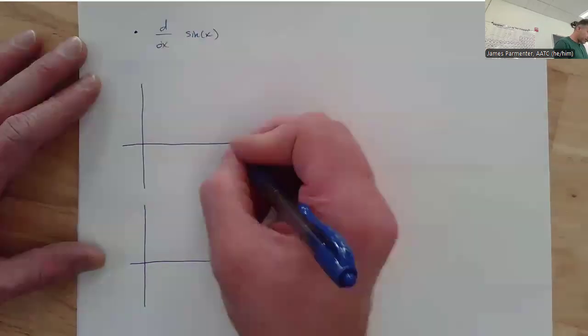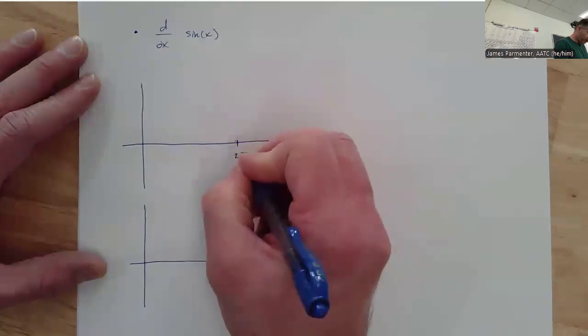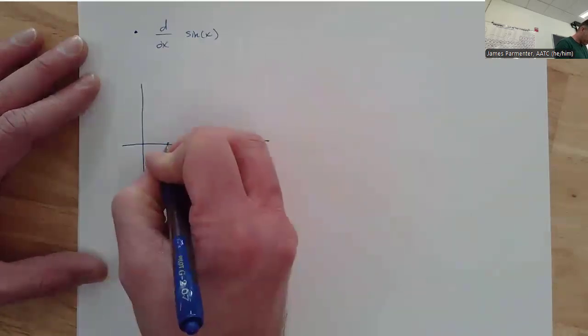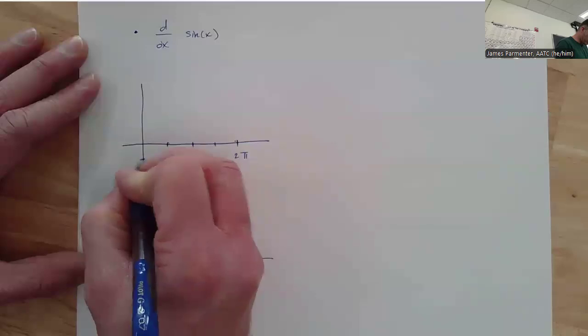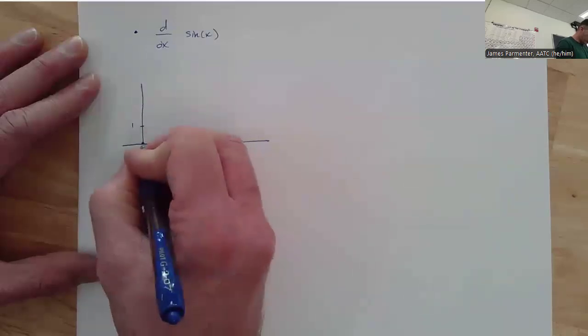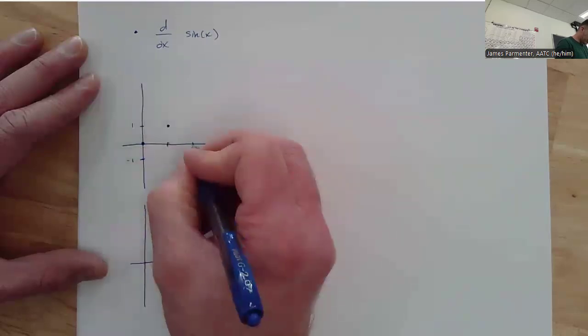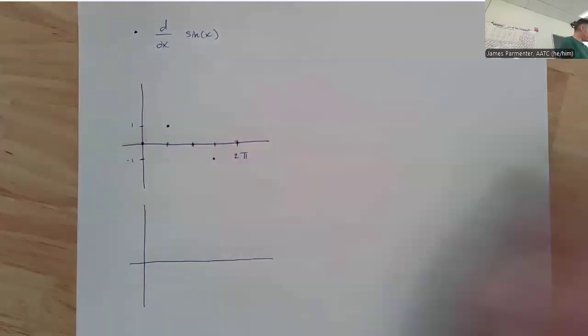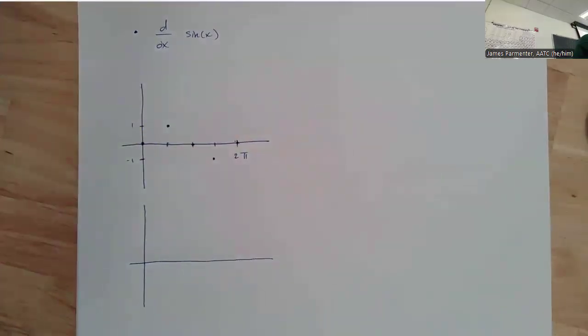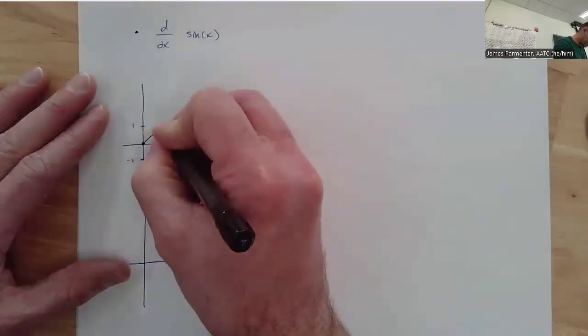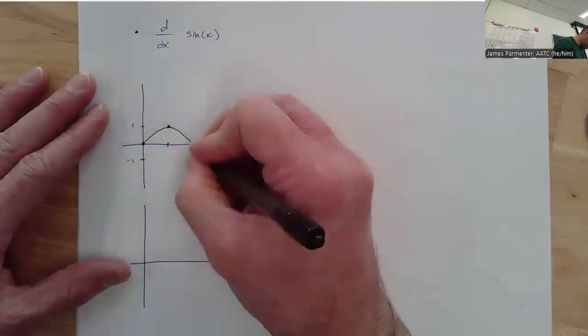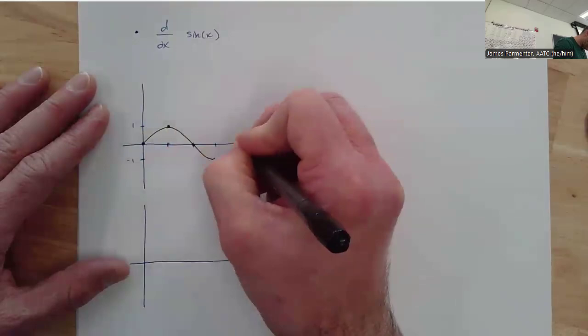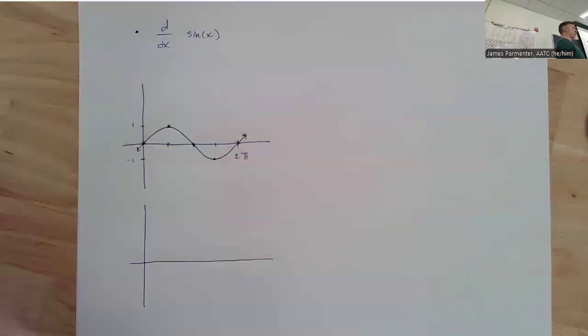So sine of x has a period of 2 pi, has a range of -1 to 1. It starts at the origin. At pi over 2 it is 1. At pi it is equal to 0. At 3 pi over 2 it is negative 1. And at 2 pi it is back to 0. It looks like what you know it looks like already. It's your usual sinusoidal shape. Sinusoidal just means it looks like sine or cosine, because really sine and cosine look the same. They're just shifted from each other.